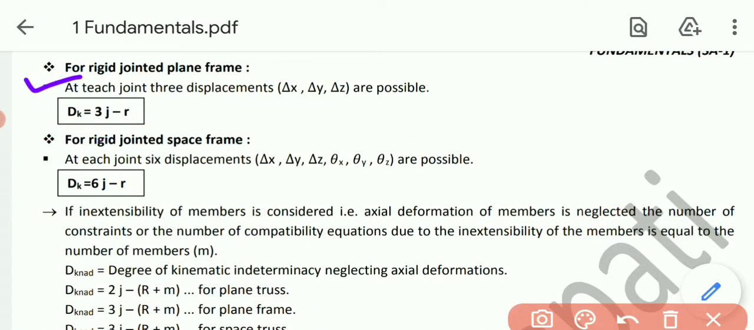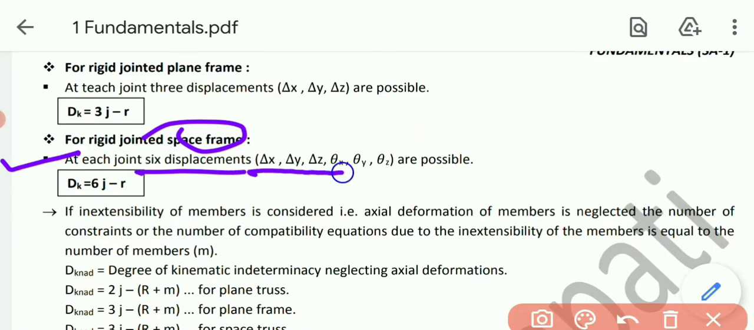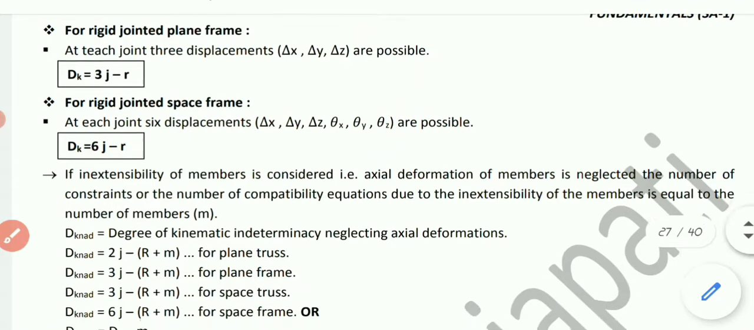For a rigid jointed plane frame, at each joint three displacements are possible, so dk equals 3j minus r. And for a rigid jointed space frame, six independent displacements are possible, that is delta x, delta y, delta z, theta x, theta y, theta z, so ultimately the formula will be 6j minus r. So the numbers multiplying j are the number of displacement components. Okay, that is the criteria.